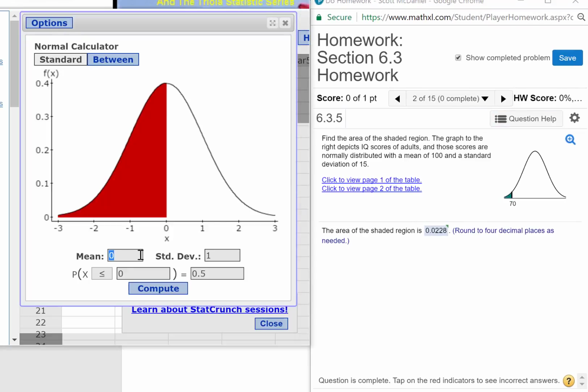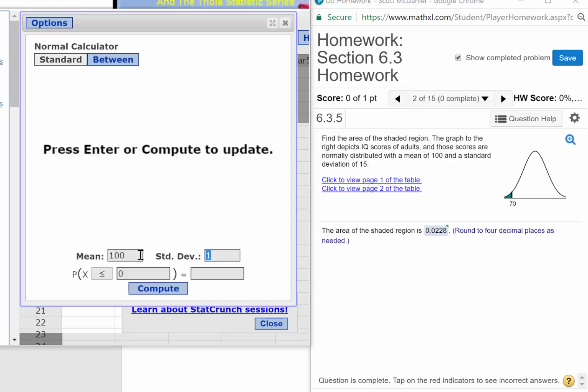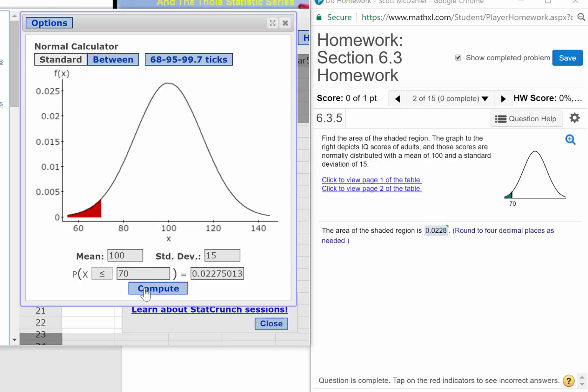If you watch some of these videos from the previous section, the mean and standard deviation, it was a standard normal curve. It was always 0 and 1. In practice, we don't have that, right? We're going to have a particular mean. And in this case, it said the mean is 100 and the standard deviation is 15. And we want this to be less than or equal to 70. So less than or equal to 70, and then press compute.